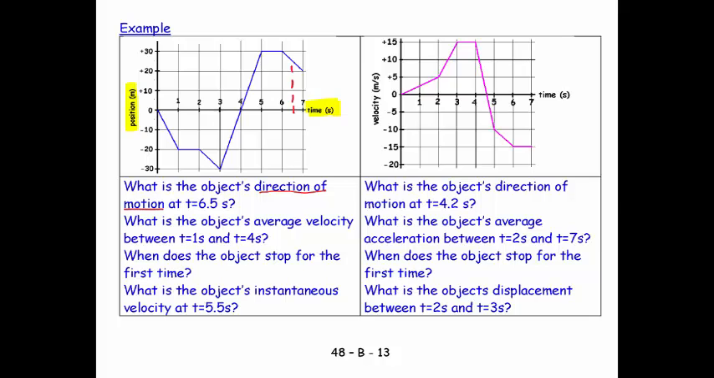That's a negative slope. That's a negative velocity. So what is the object's direction of travel? It would be negative, or to the left if you like. It would be negative or to the left, because that slope is negative.